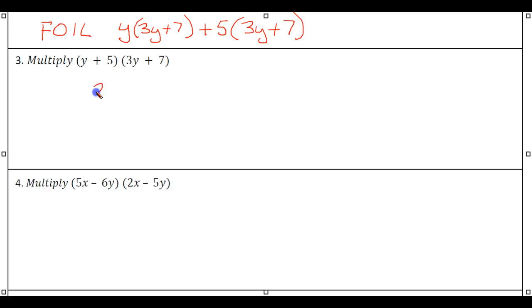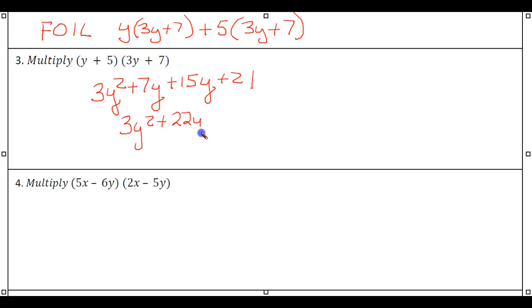So we get 3y squared. This is going to be plus 7y. And this is plus 15y. And this is plus 21. Now notice in the middle, we usually have two like terms. So we summarize that then by saying 3y squared plus 22y plus 21.